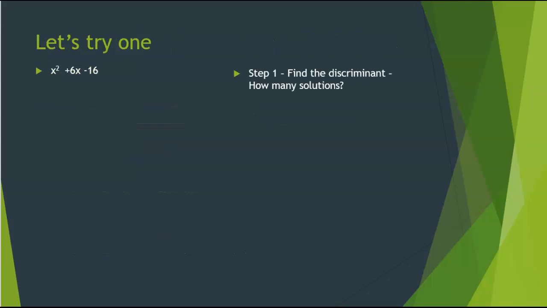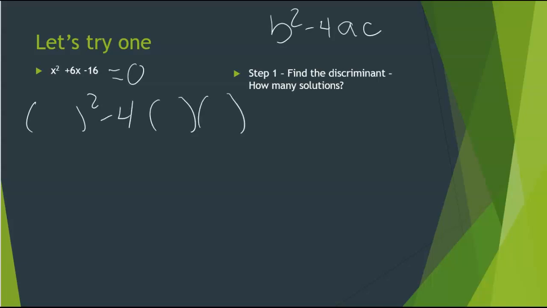Okay, let's try one. This has to equal 0. Sorry about that, I forgot to type that in. First, we're going to find the discriminant, which is b squared minus 4ac. b here is 6, a is 1, c is negative 16, right? 6 squared is 36. 4 times 1 is 4. 4 times 16 is a bigger number.